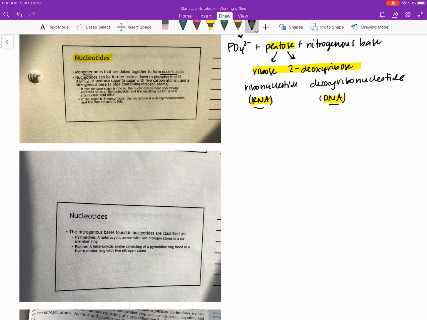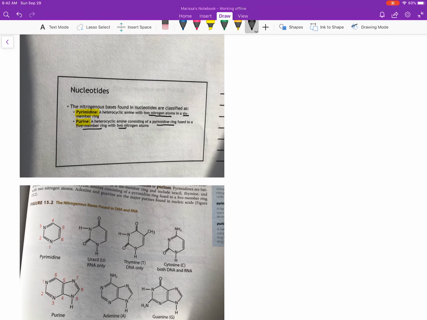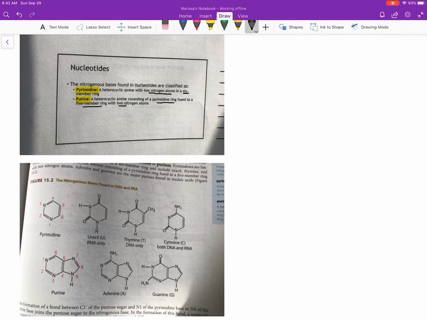The nitrogenous base, this third group right here, are found in nucleotides and are classified in two ways. We have the pyrimidines, I'm not good at this one, but pyrimidines and the purines. A pyrimidine is a heterocyclic amine with 2 nitrogen atoms in a 6-membered ring, whereas a purine is a heterocyclic amine consisting of a pyrimidine ring fused to a 5-member ring with 2 nitrogen atoms. So I have images to show you what the difference between these is.